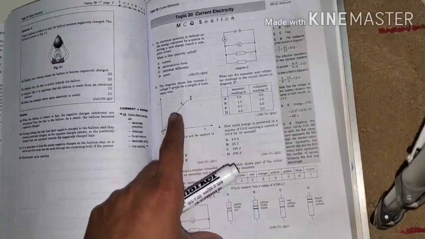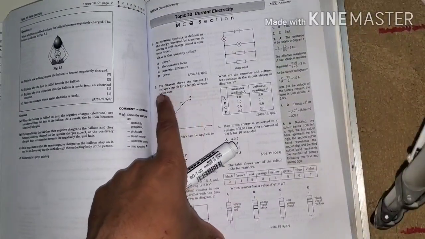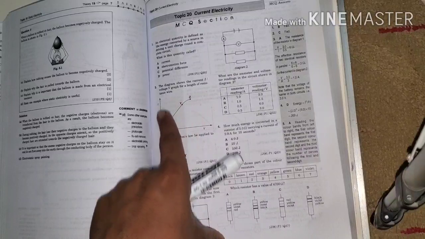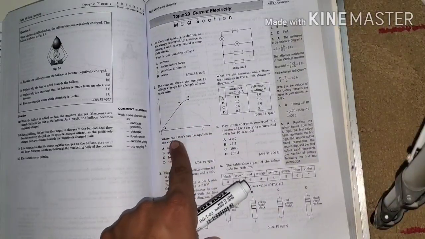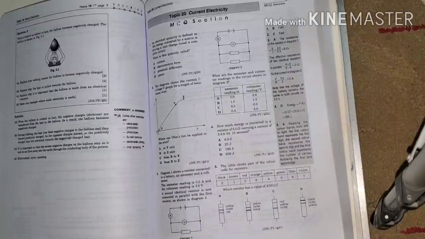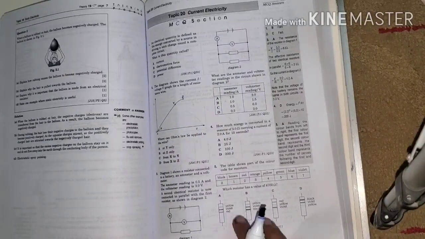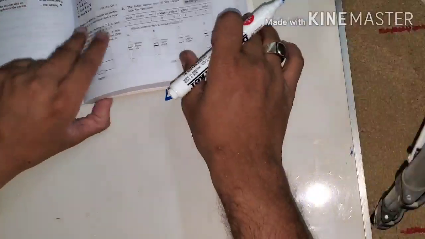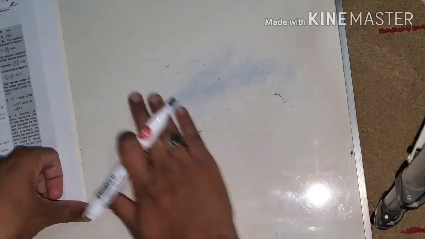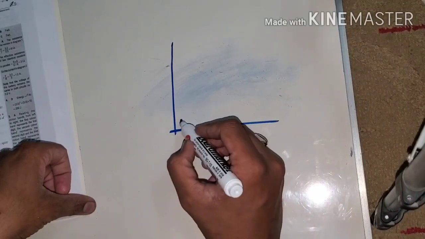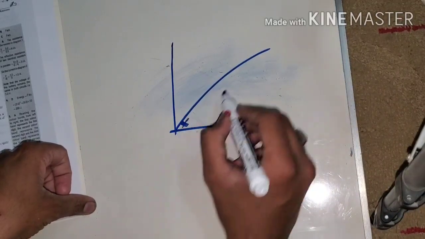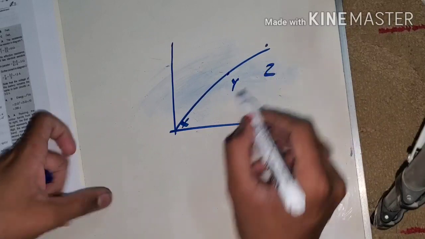Next one is the graph that shows the current I against the voltage V. Where can Ohm's law be applied to the wire? There are basically three sections in this graph. As you can see, if I draw this here, there are three sections in the graph: one is X, Y, and the other one is Z.